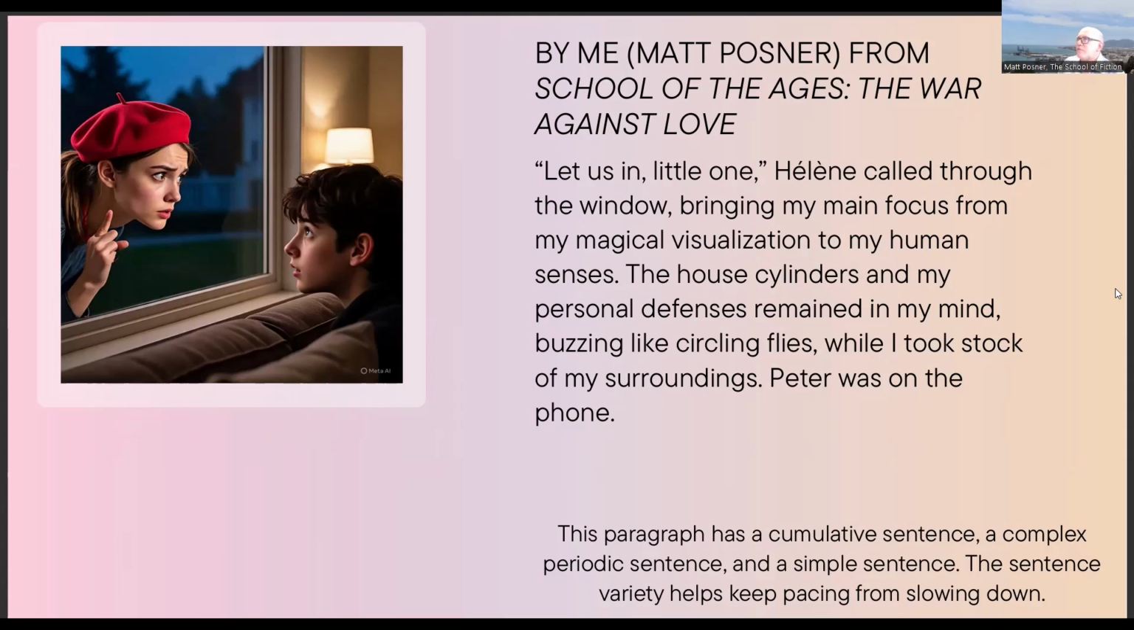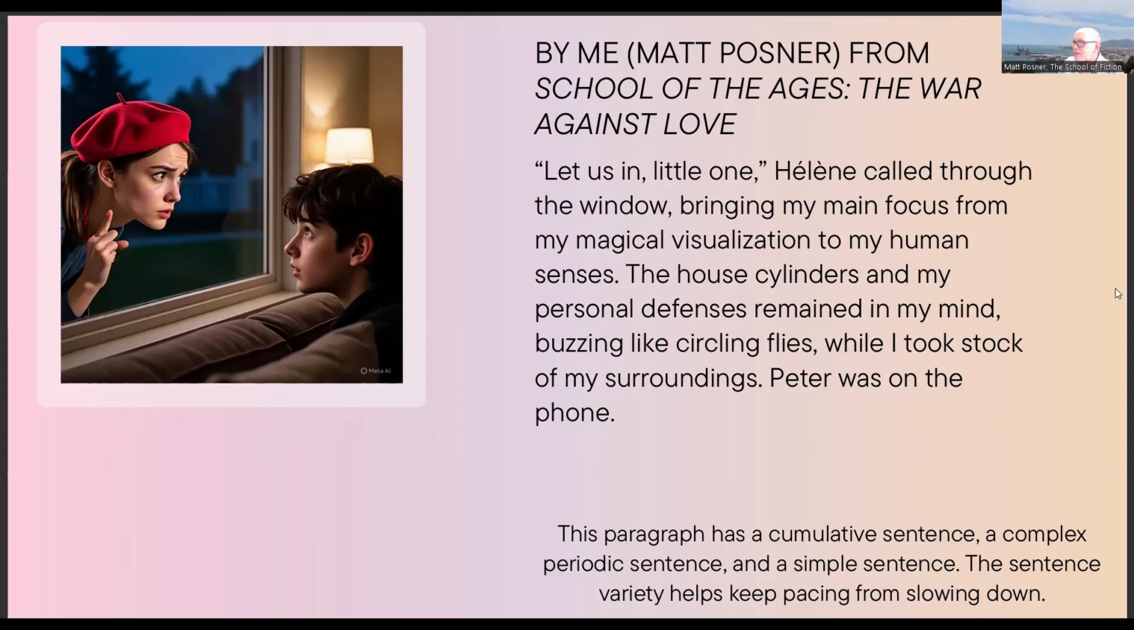Okay. So, bringing my main focus is the action performed by Helen when she calls through the window to taunt Simon. Poor Simon. Yeah, he has a real issue with Helen. She really kicked his butt in the previous combat. And also pretty much, and this one's not going to go much better. The house cylinders and personal defenses, there's your main clause again. And then buzzing like circling flies, which is yet another ablative absolute, and then a subordinate clause, while I took stock of my surroundings. And then Peter was on the phone is a simple sentence.